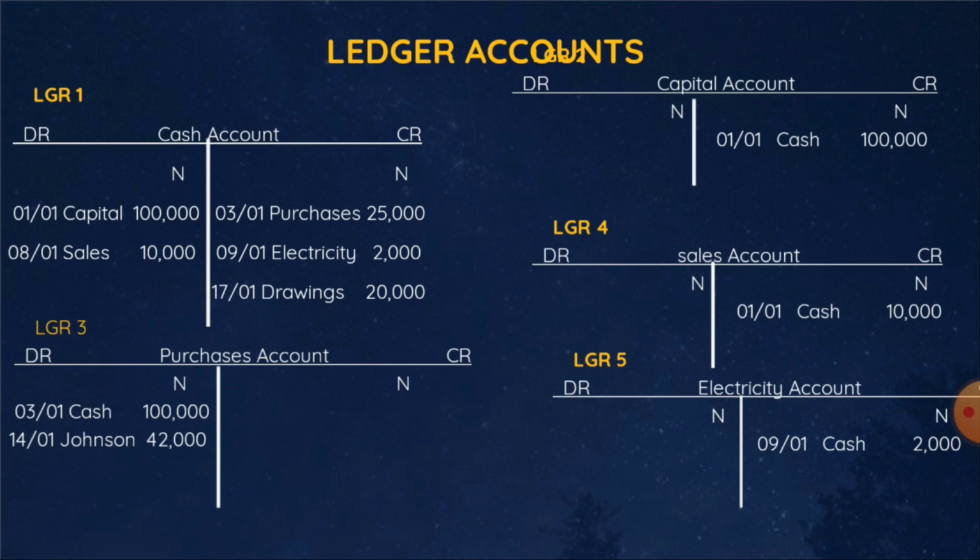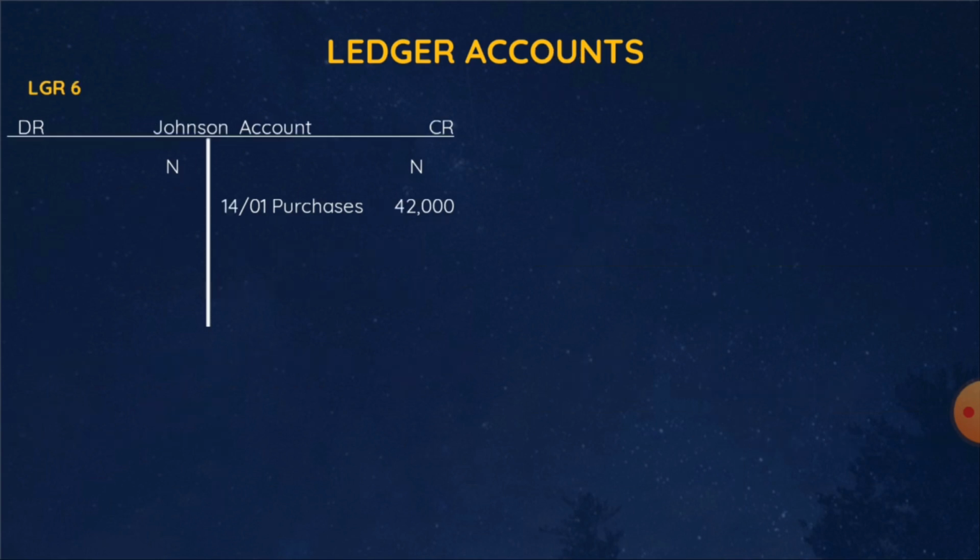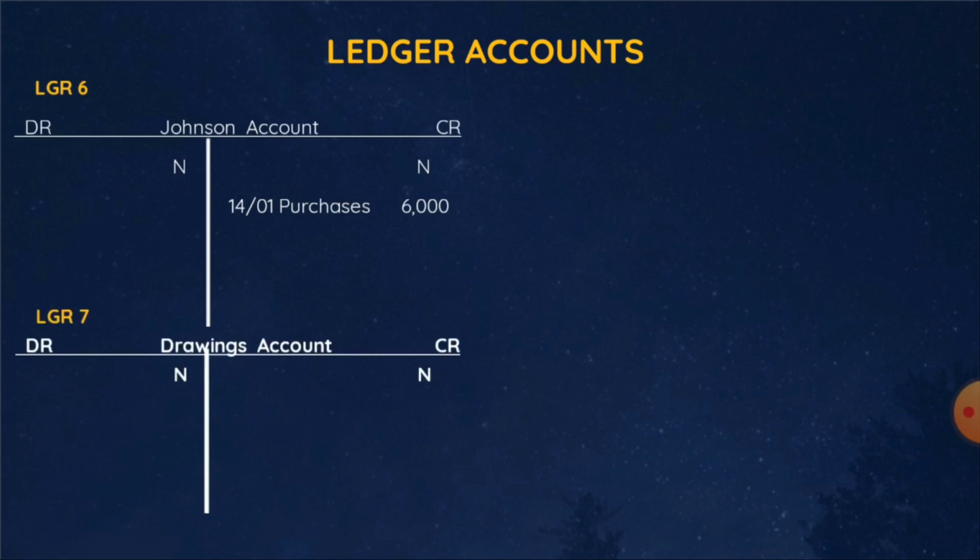We don't have drawing account yet, so that means we are going to open a ledger for drawing, and that is going to be ledger number 7, drawing account. So the corresponding debit entry will come to the drawings account. So that means January 19, debit drawings account 20,000 naira. So that completes the double entry principle for that.